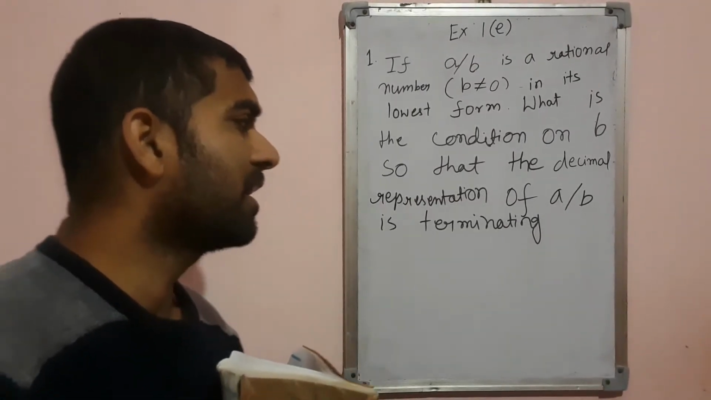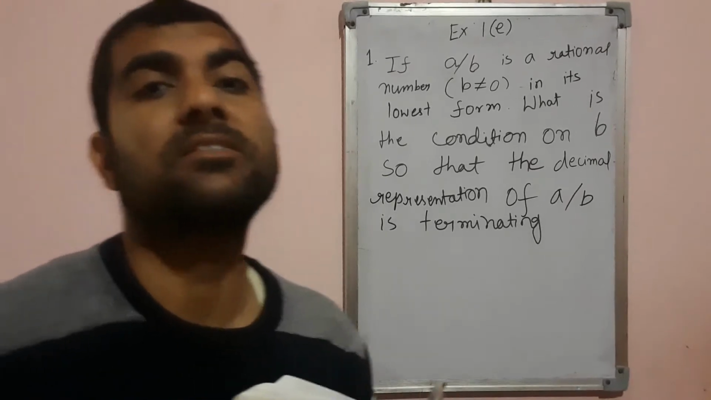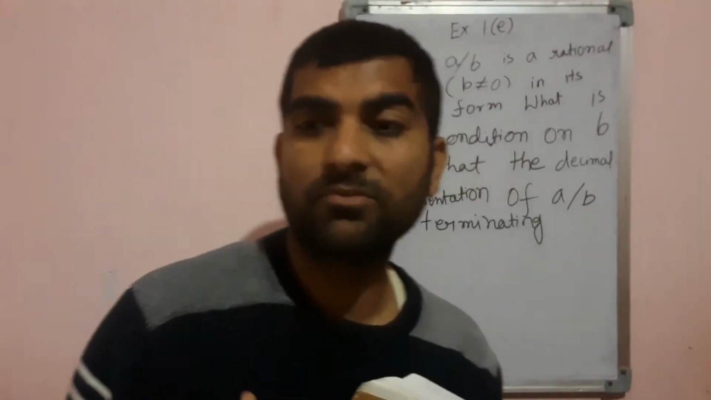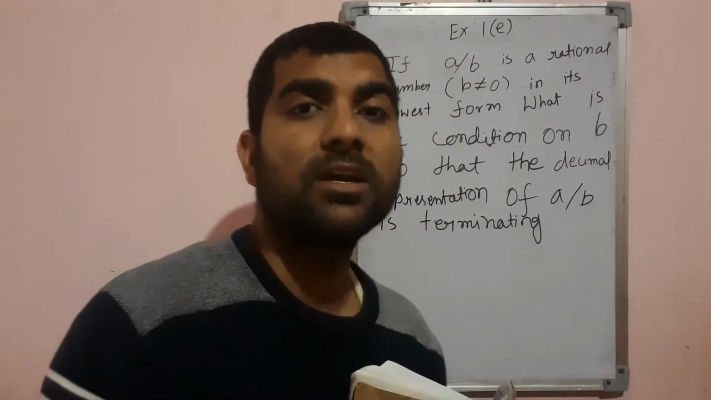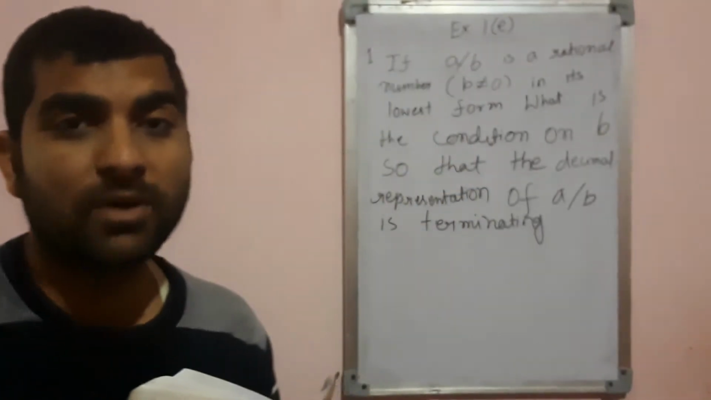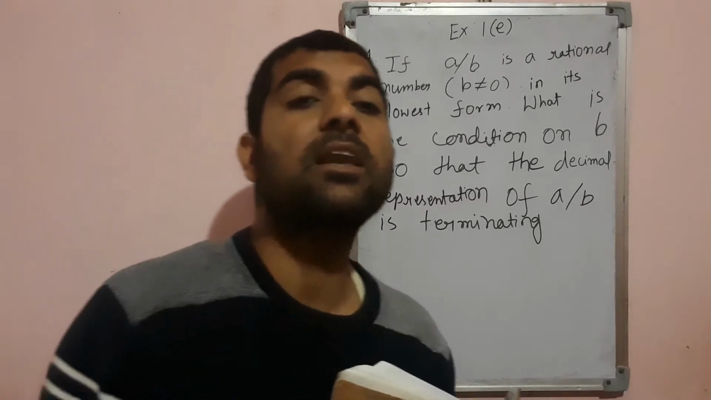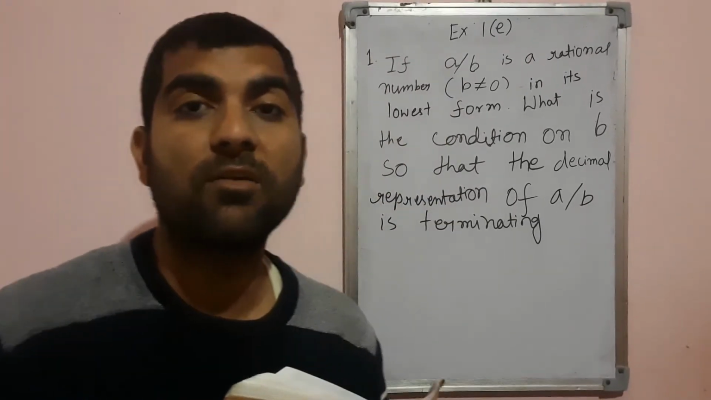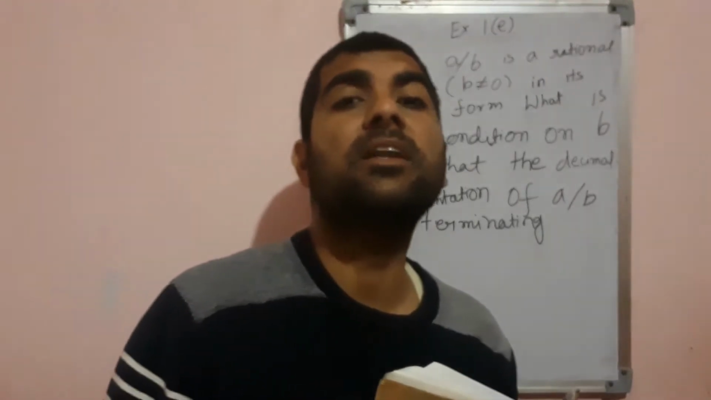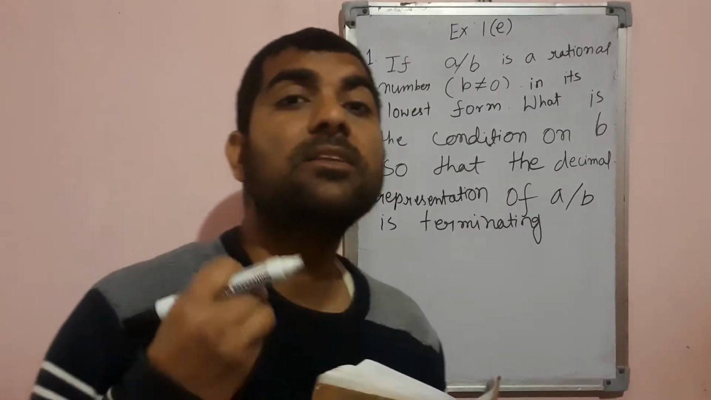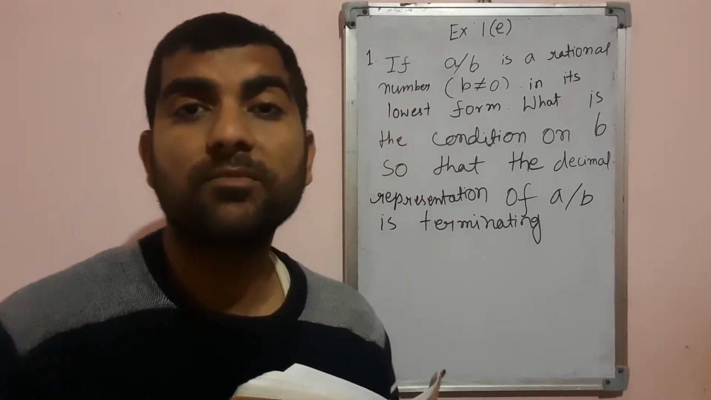Okay. So for that we have to know about rational numbers and irrational numbers. You know that numbers have been divided into two: rational numbers and irrational numbers. So what is a rational number and what is an irrational number? You already know. A rational number is any number which can be written in the form of p by q. An irrational number means any number which cannot be written in the form of p by q.